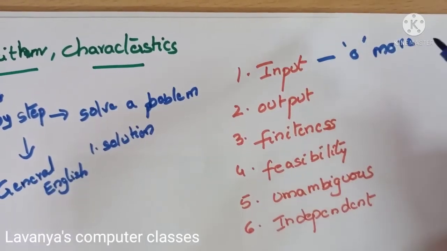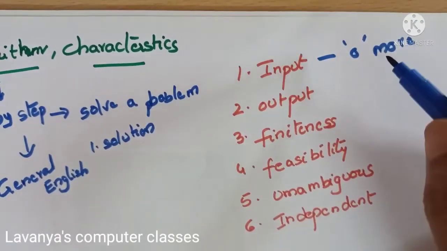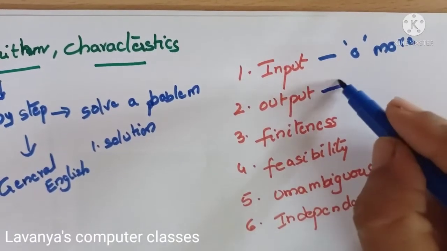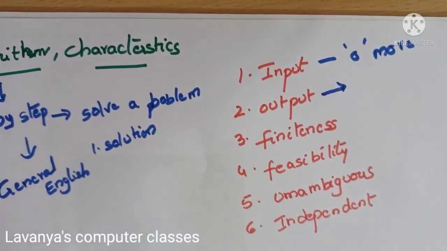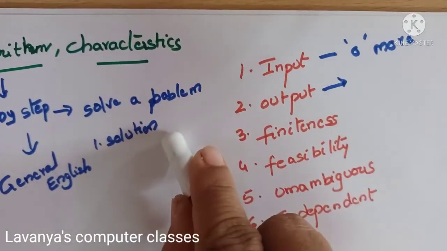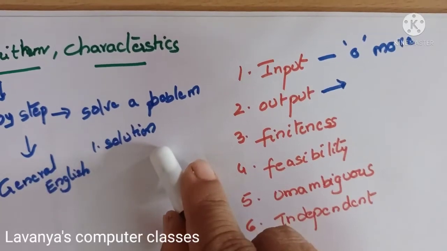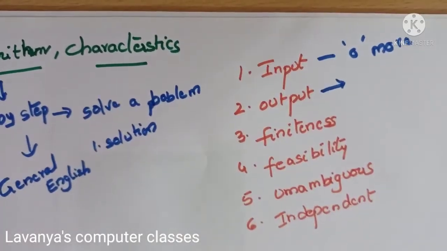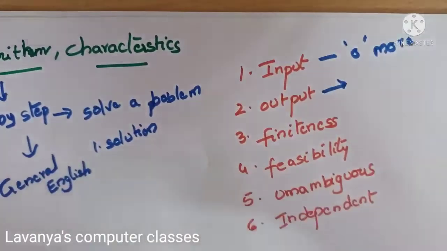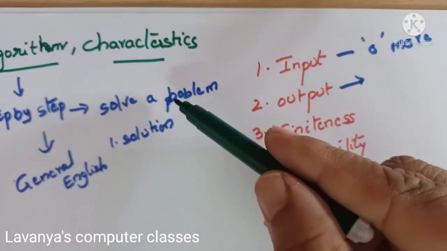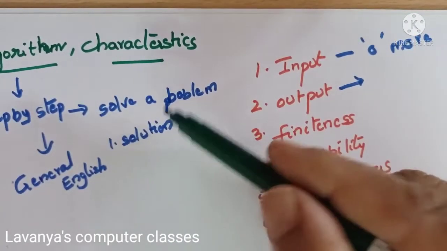Second one is output. Why are we writing the algorithm? We are writing the algorithm for finding the solution of a problem. That means we need at least one output. If you do not get the output, you are missing something. Without output, if you are writing the algorithm, this is not a correct algorithm. You are missing some logic. So how many outputs we require means minimum one output or many outputs.